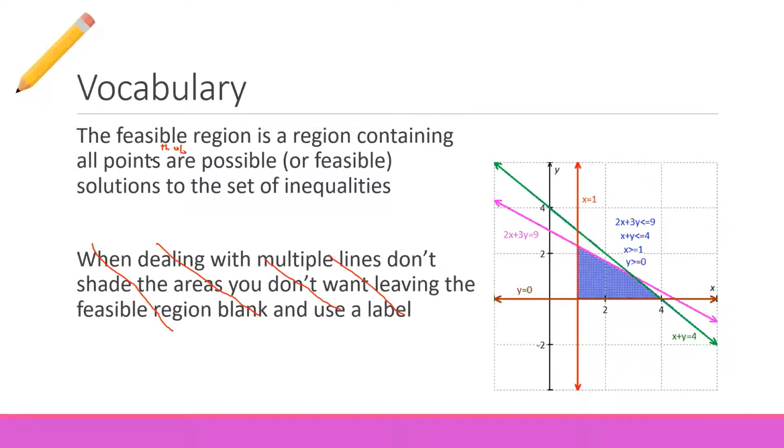Now, how we're going to draw these is going to be important. We're going to be drawing the graphs, but we're not going to shade the feasible region. We're going to keep the feasible region blank, okay? That's going to make it a lot easier for us to tell which region is the feasible region and which one isn't.